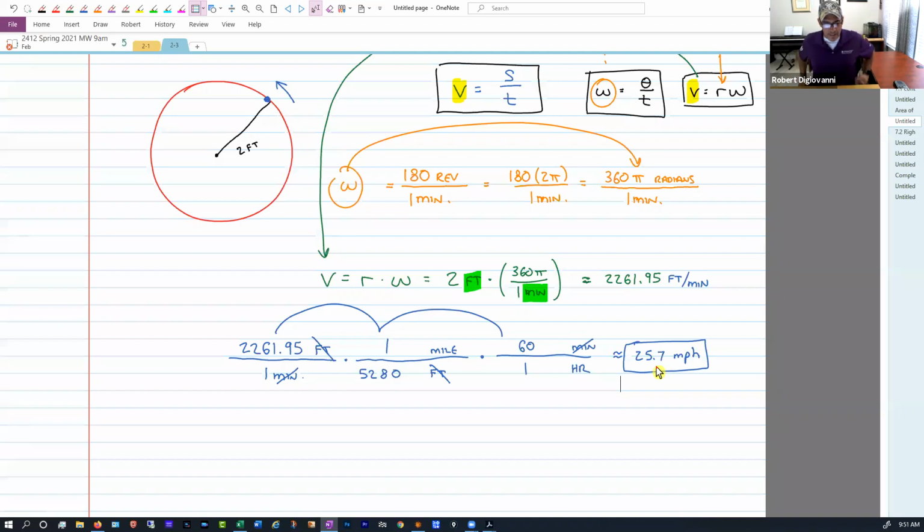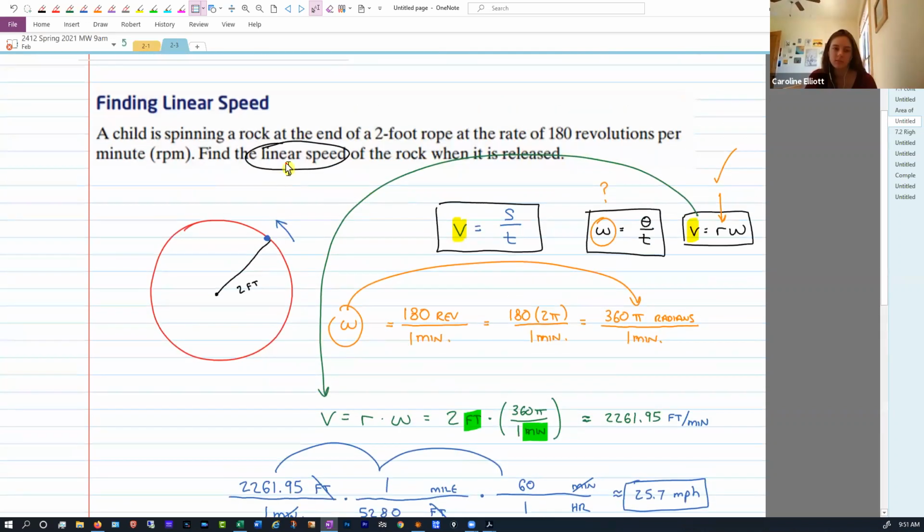Okay, we are moving on. Can I move on? We need to get out of this section. All right, we will have more practice with this later.